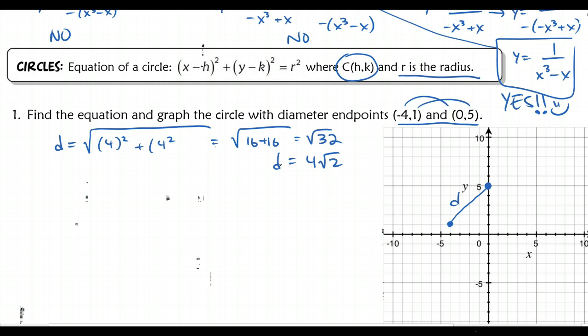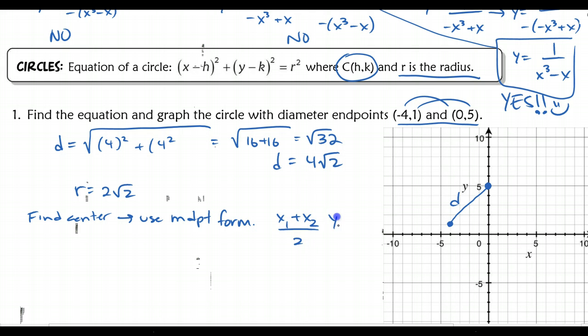That's the diameter's distance. So the radius is actually 2 root 2, because it's half of the distance of the diameter. Okay, next we need to work on finding the midpoint between those 2 points to find the center. So to find the center, we're going to use midpoint formula. And recall that midpoint formula is the average of your x coordinates and the average of your y coordinates.